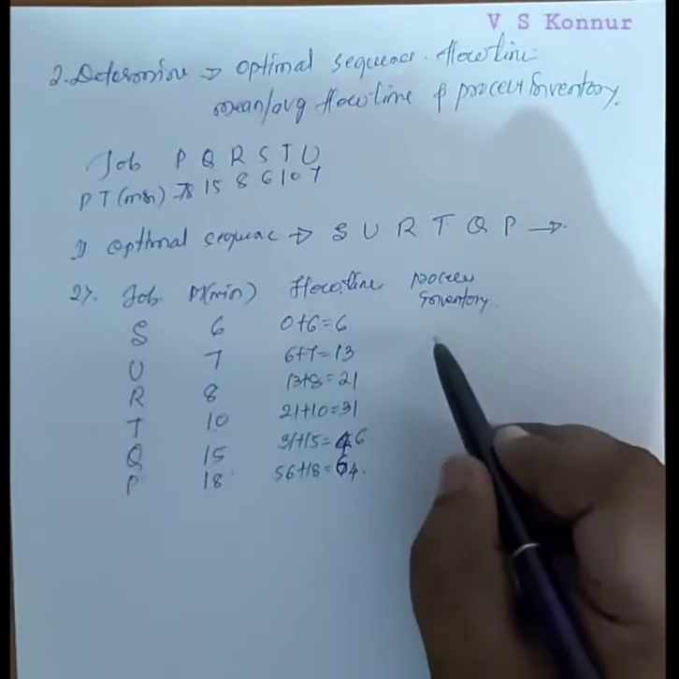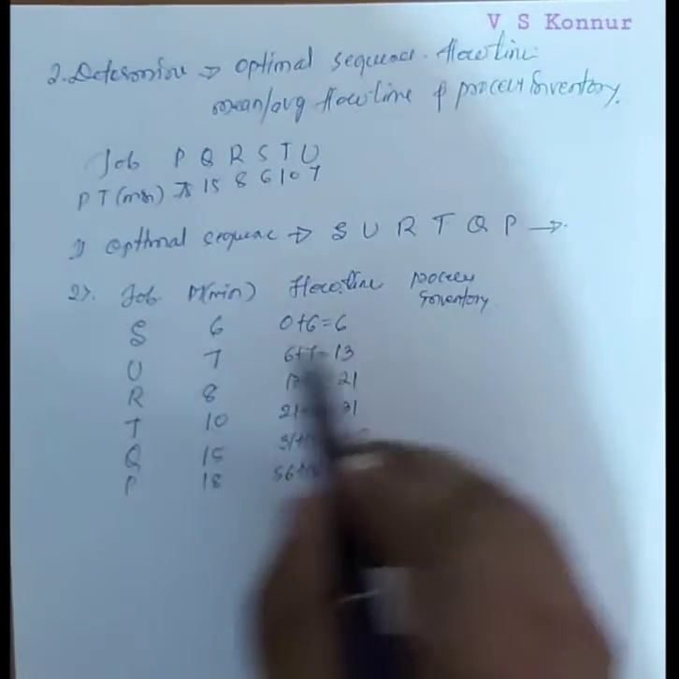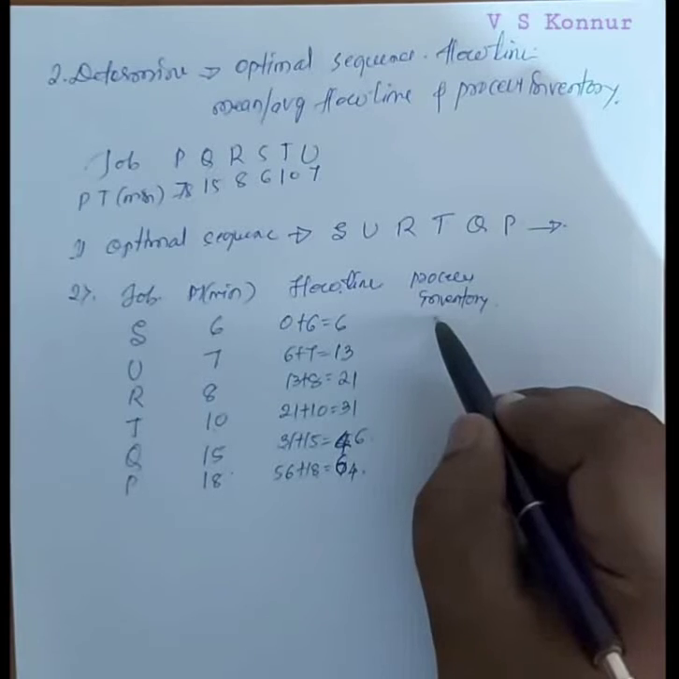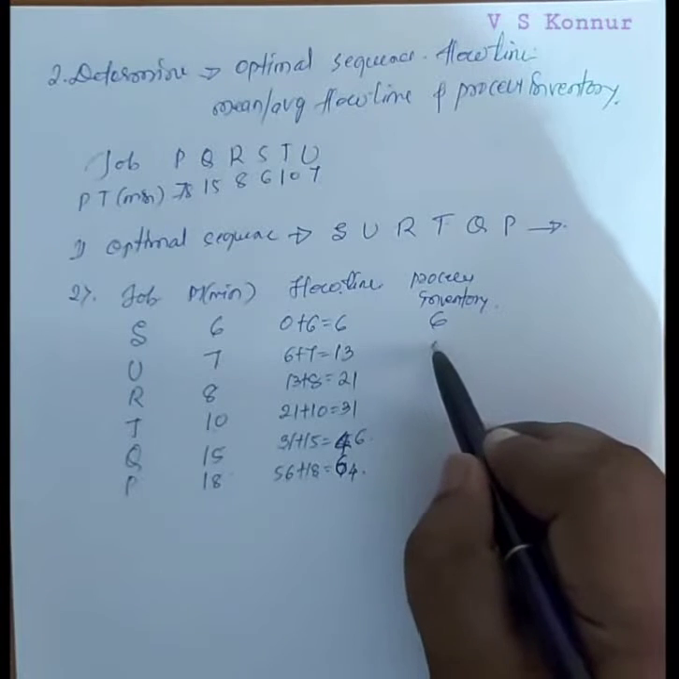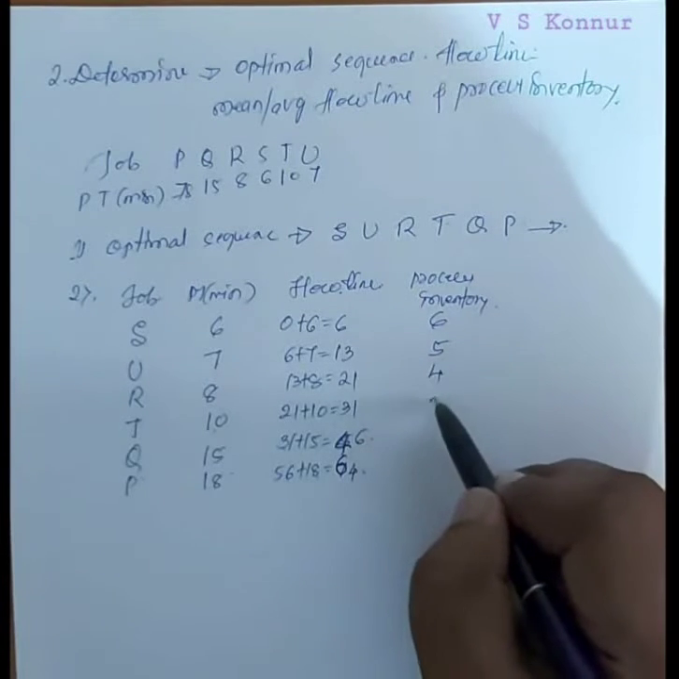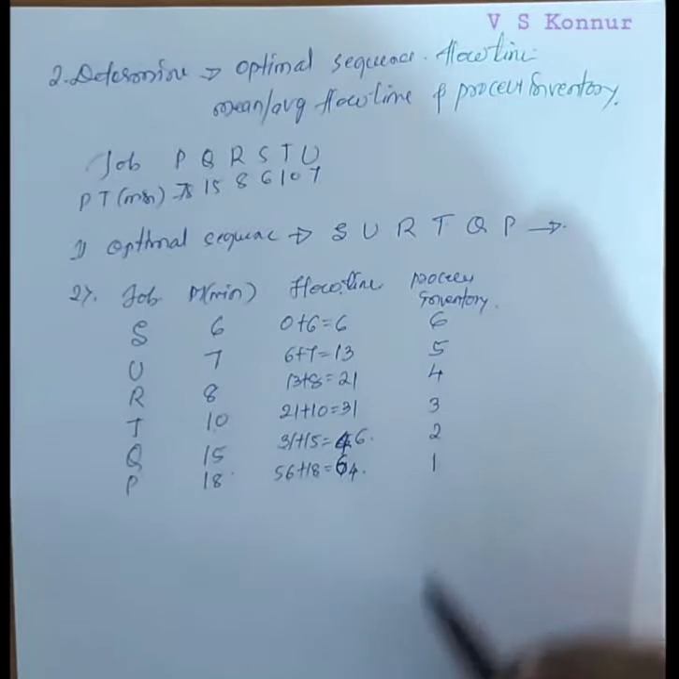And then we have to calculate process inventory. For S, when the S job is entering, all 6 jobs are under idle condition. For the next it is 5, 4, 3, 2, 1.